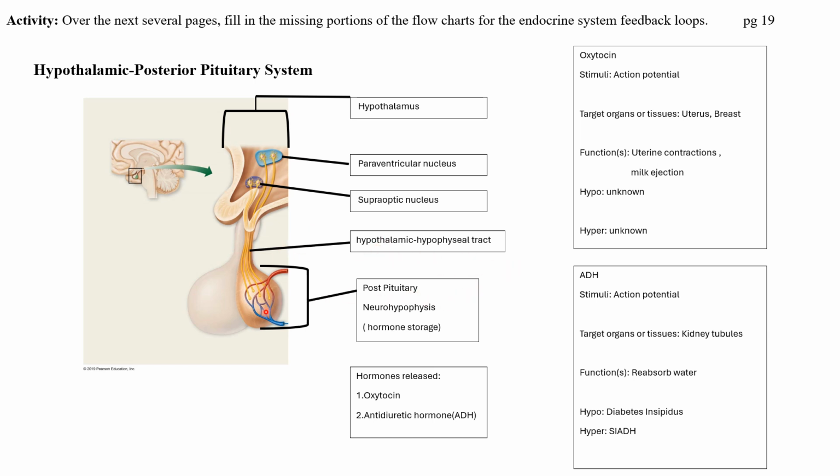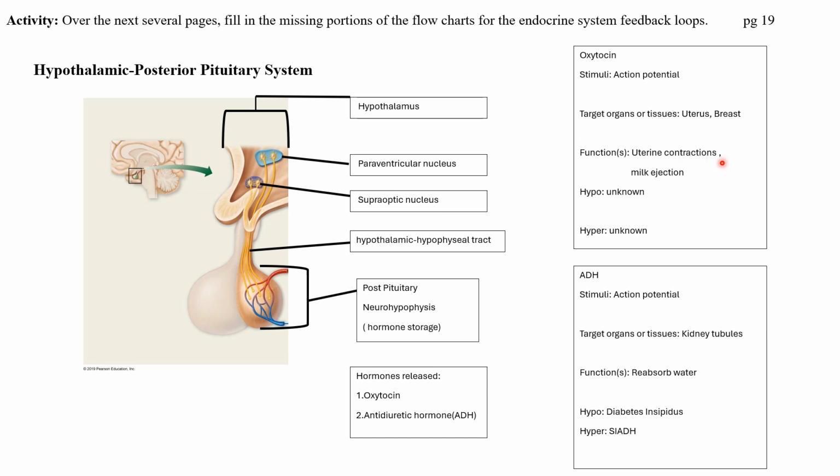This is posterior pituitary or the neurohypophysis, which is a storage area for the hormones. Hormones released are oxytocin and ADH. And now the oxytocin, the stimulus is the action potential, which travels down these nerve fibers in the hypothalamic hypophyseal tract. And the target organs of oxytocin are the uterus and the breast, and the functions are uterine contractions and the milk ejection. It helps in the initiation of the labor.